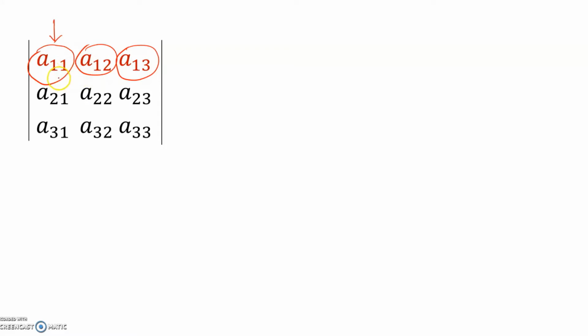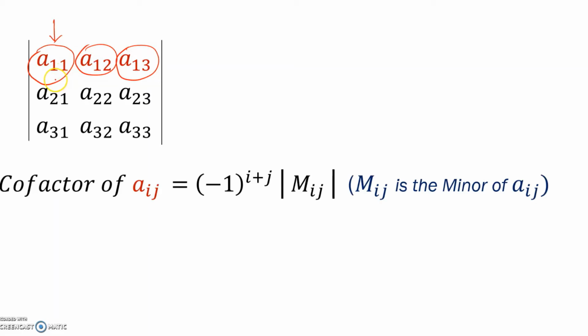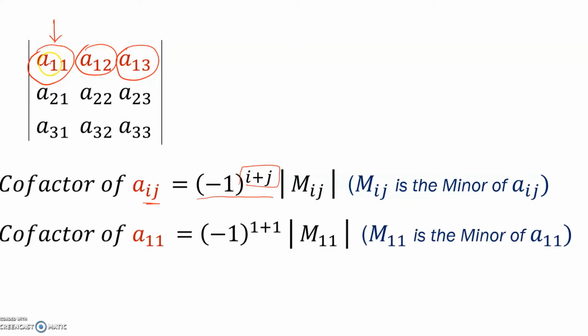How do you find the cofactor of Aij? To get the cofactor of any element in a matrix, you multiply it with -1 to the power of i plus j, where i and j are the row and column, multiplied with the determinant of its minor. Let's take this example and I will explain how to do this. The cofactor of A11 will be -1 to the power of 1 plus 1.